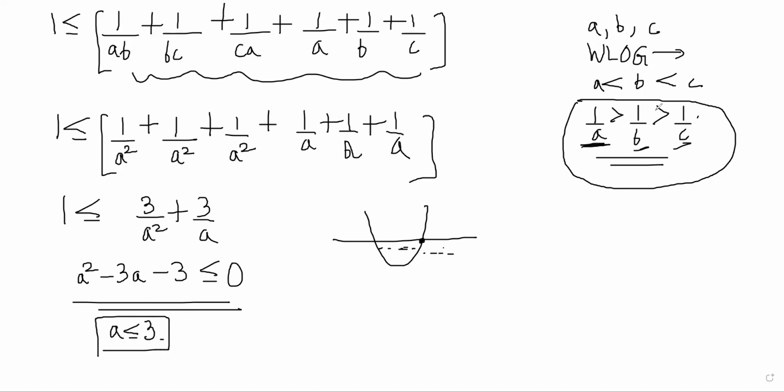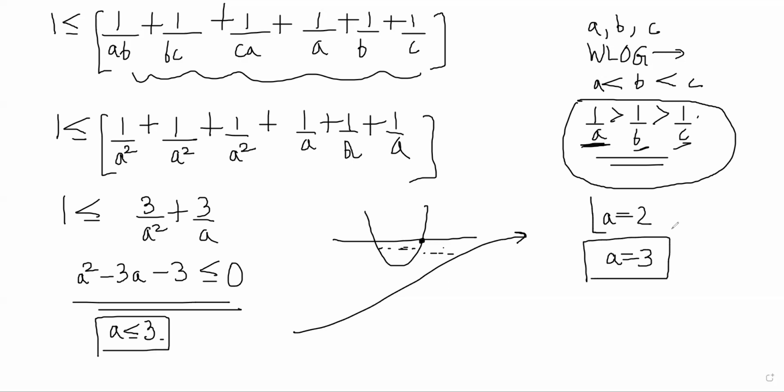Now, because A was supposed to be a prime number, we have two cases. A can be 2 or A can be 3, right? These two cases are coming. Now we work with each case and do case work. So what do we have here? We have A is less than B is less than C. We have A can be 2. This is case 1 for us, right?